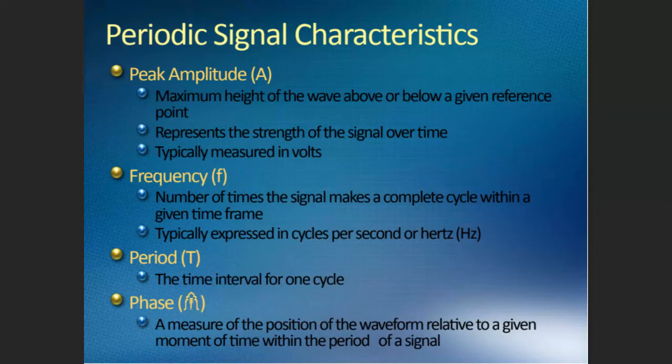Period is the time interval for one cycle. So this is in seconds, milliseconds. Phase is a measure of the position of the waveform relative to a given moment of time within a period of a signal. The phase is the angle of the signal when it is starting. Is it starting with a lag? Is it lagging? There is an angle. We call this phase. We'll show you some examples.